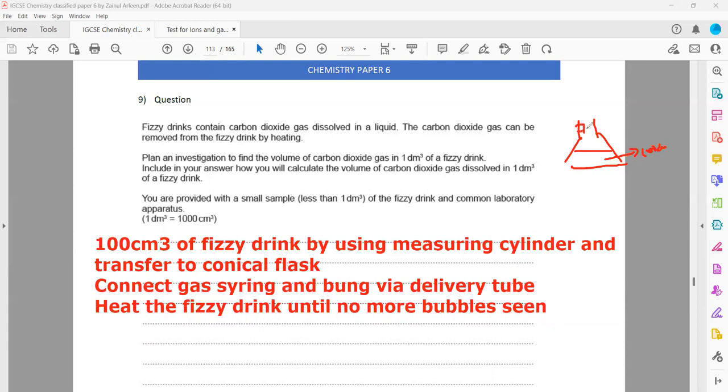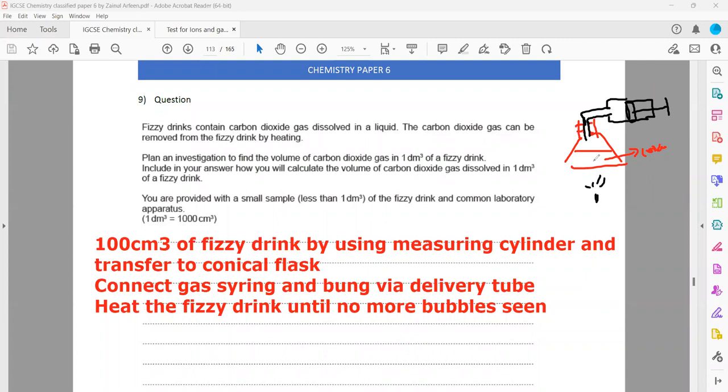Why did we not use a burette to fill this? Because we would have to refill the burette, and then it won't be accurate. Then we connect a gas syringe, and we don't have to measure the rate here. So we don't have to measure the rate. That's why we don't need a stopwatch.